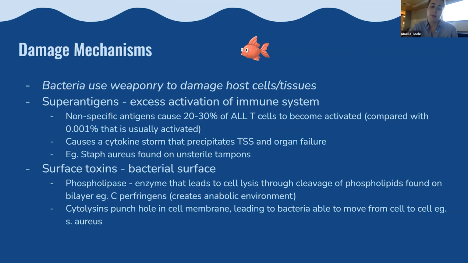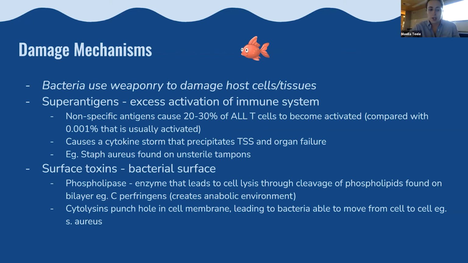A common example of this is Staph aureus, found on unsterile tampons. I'm sure there are a lot of horror stories that have been heard about this, but it's actually really dangerous, this superantigen, because usually you would think that T cells are good, but in too large of a measure, they're not good. They can have devastating effects on the body because they just start attacking your own organs.